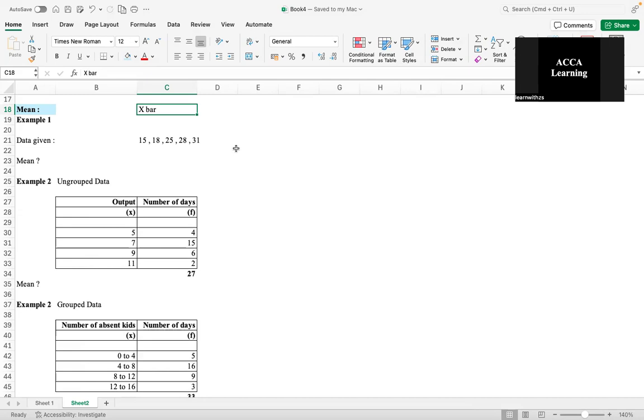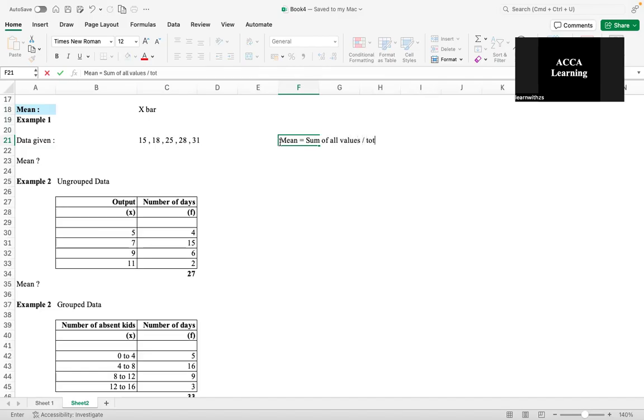It is where you add up all your numbers in the set and then you divide them by the total number of your values. A simple formula would be mean is equal to sum of all values divided by total number of values.